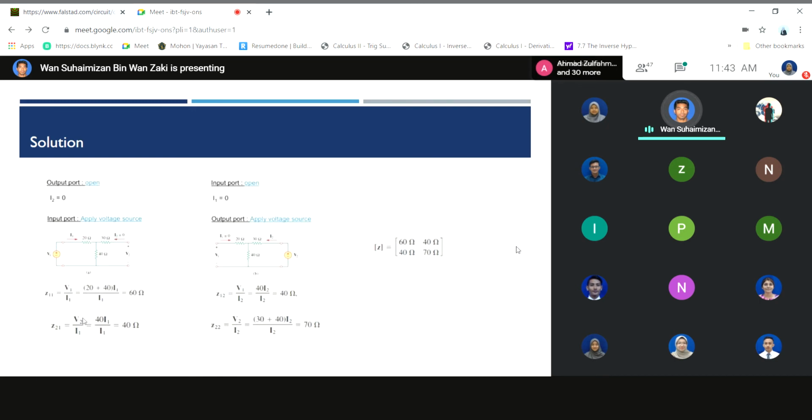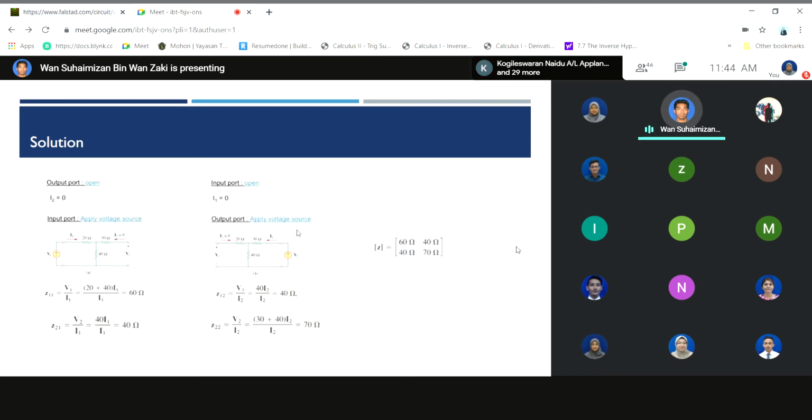For Z21, you need to find the ratio between V2 and I1. So where is your V2? V2 is this part, right? For V2, the current does not go through the 30 ohm. So V2 basically is the voltage across the 40 ohm, right? So how to get the voltage across the 40 ohm? I1 times 40. So V2 divided by I1, you can get 40 ohm.